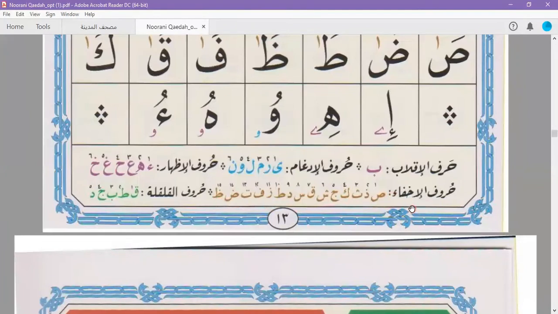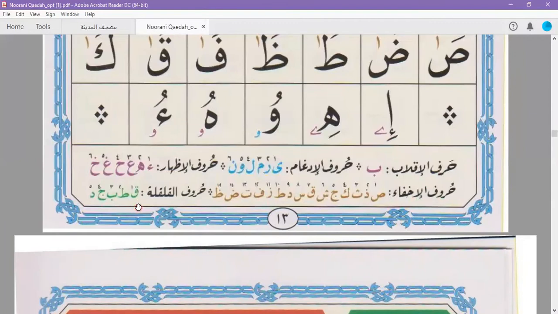Ikhfa means to hide. So when one of these letters comes after nun sakina or tanween, what you do is you hide the nun sound and make a nasal sound of 2 beats. Okay, that's in short. And then you have حروف القلقلة. These are not about the nun sakina and tanween. There are only 4 rules of nun sakina and tanween: al-iqlab, al-idgham, al-izhar, al-ikhfa. Those 4. This is separate. حروف القلقلة are قاف, طا, با, جيم, دال, together they can be read as قطب جد, قطب جد.